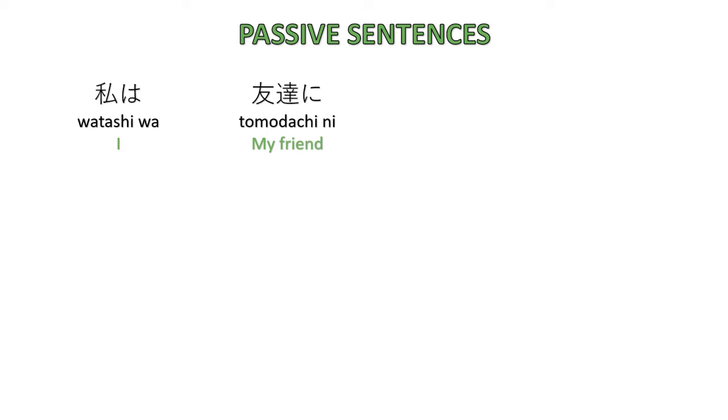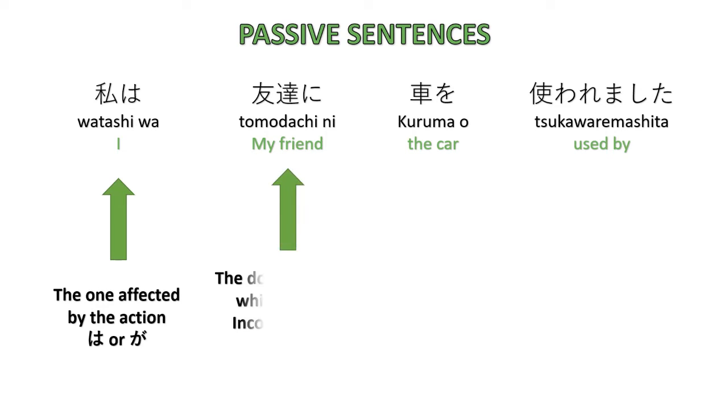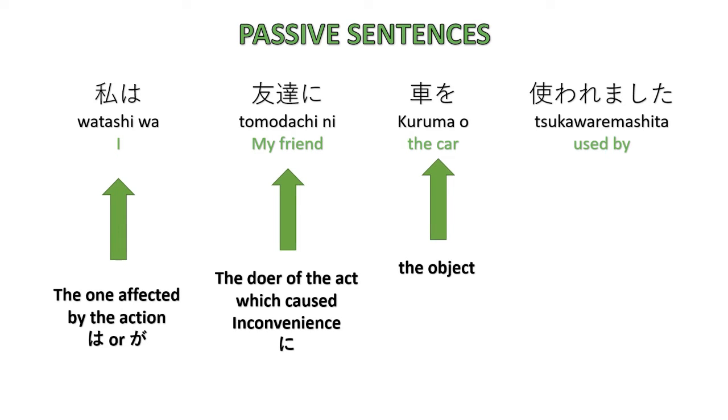Okay, again, here we have watashi wa tomodachi ni kuruma o tsukawaremashita. So here, the subject is the one affected by the action, that is watashi. And then tomodachi followed by the particle ni. It is the doer of the act which caused the inconvenience. Kuruma, the object, and then the verb in the passive voice. This is the act done by the friend, by the doer. Okay?